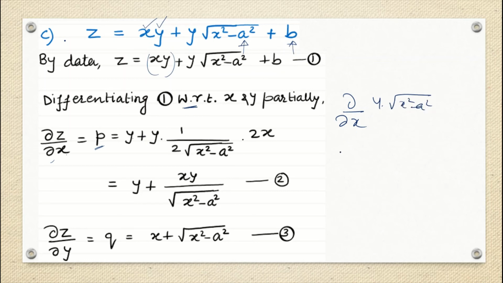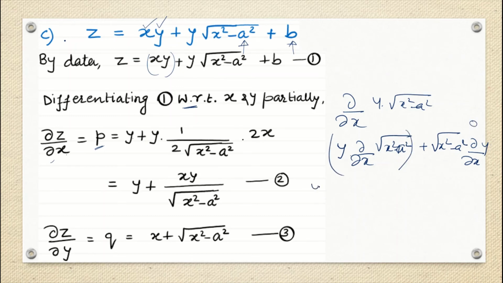So this is nothing but y that I'm taking here, and then ∂/∂x of √(x² − a²), plus √(x² − a²) times ∂/∂x of y. So ∂/∂x of y will give me 0, so this complete term will become 0. Correct? So only I have to work on this term.